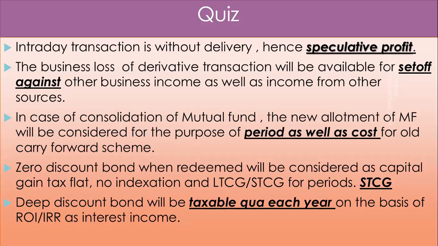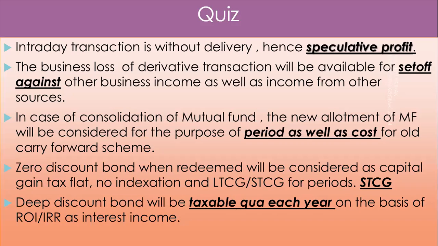Intraday transaction is always without delivery because delivery happens next day. Hence, it will be a speculative profit. The business loss of a derivative transaction will be available for set off against other business income as well as income from other sources.